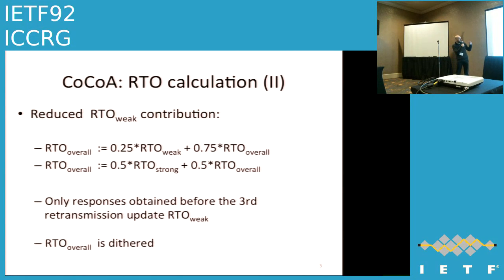On the other hand, in order to further limit the impact of weak RTT information, only responses obtained before the third retransmission update the weak RTO estimator. So, as you can see, we are using weak RTT information, however, we are somehow limiting its impact, so we have to use it carefully. Finally, this overall RTO value is dithered between the computed value and 1.5 times that value in order to avoid synchronization effects happening in constrained node networks. Next, please.